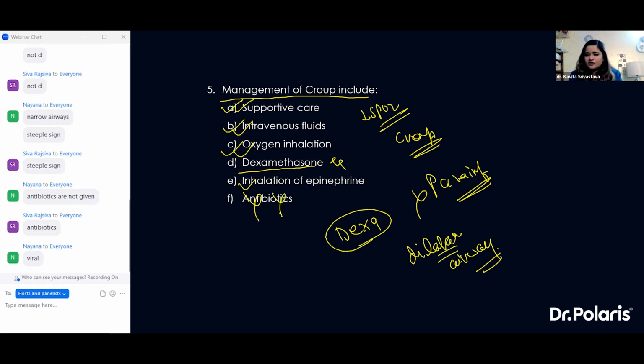Antibiotics, definitely a big no. So this is how we actually manage a case of croup. So that is about the management. Are we clear about this topic? Please put a thumbs up, all of those who understood about croup. Any doubts anybody has, please keep asking.